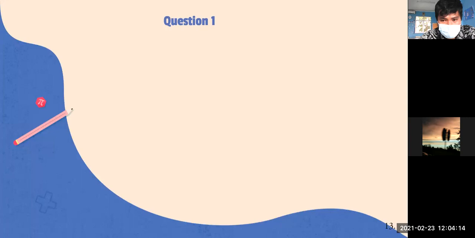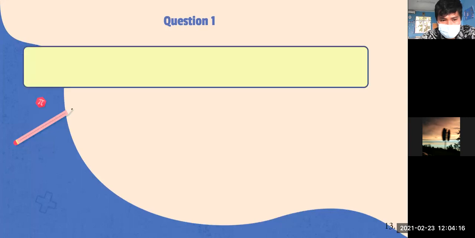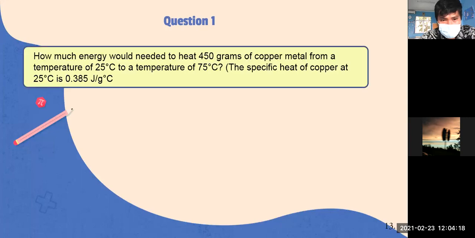So here we have some questions and answers. Number 1: how much energy will be needed to heat 400 grams of copper metal from a temperature of 25 degrees Celsius to a temperature of 70 degrees Celsius? The specific heat of copper at 25 degrees Celsius is 0.385 joules per gram degree Celsius.